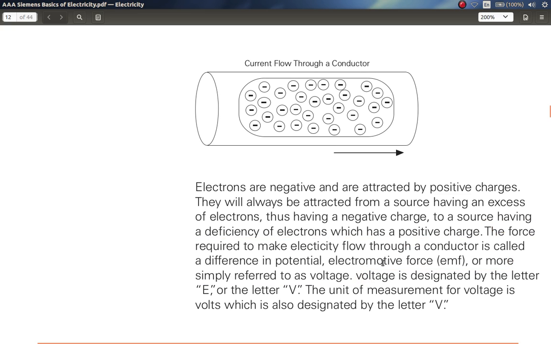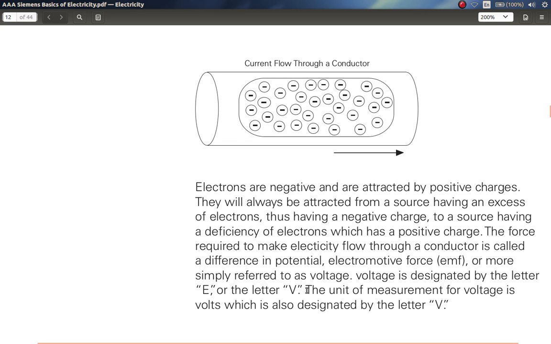So here you say it's a difference in potential, or a difference of potential, or an electromotive force, EMF, or more simply referred to as voltage. Voltage is designated by the letter E or the letter V. When someone is thinking of EMF, they would write E. When you're thinking of voltage, you write V.